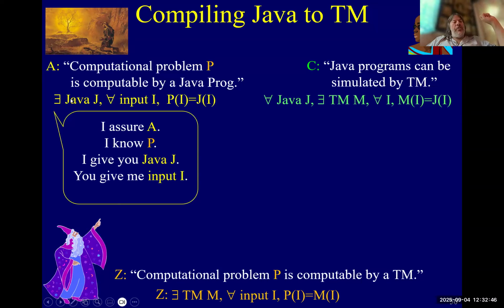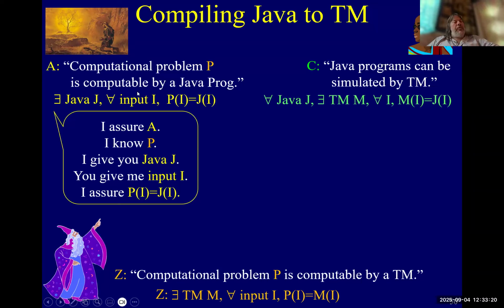And then once she's given you a Java program, she then assures you that something's true for every input. And so I can then give her an input, right? And she will assure me that the Java program gives the right answer, right? You understand how that's what this oracle is doing? This oracle is saying P is computable by a Java program. Why? Because she can give me a Java program. She says there exists a Java program that computes it.